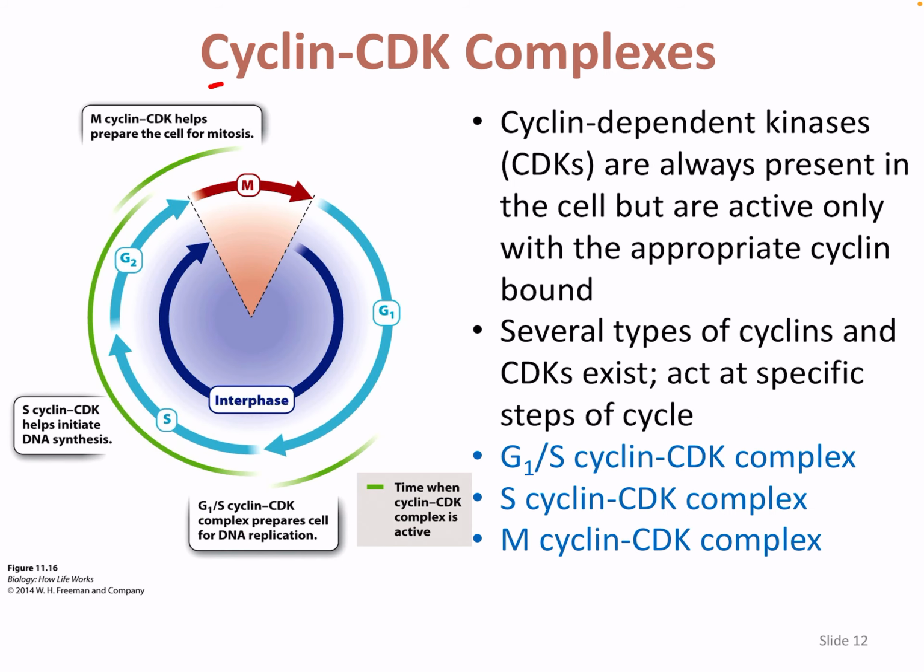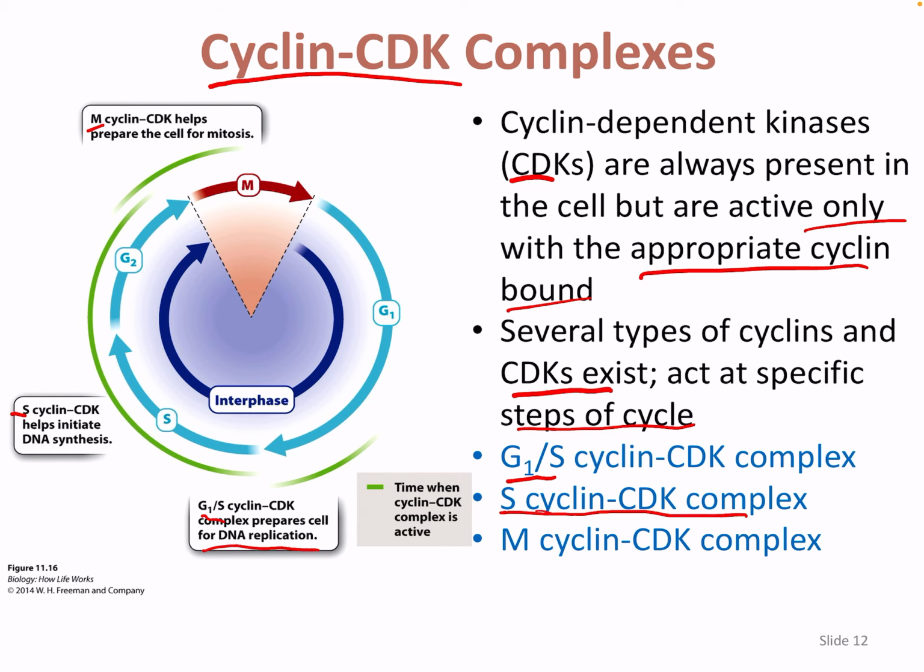Now a little bit more on the Cyclin-CDK complexes. Cyclin-dependent kinases, or CDKs, are always present in the cell, but are active only with the appropriate cyclin bound. There are specific ones that are needed. Here's an example of an M cyclin, an S cyclin, and a G1/S cyclin. There are several types of cyclins and CDKs that exist at specific steps of the cycle. The G1/S Cyclin-CDK complex prepares cells for DNA replication. The S Cyclin-CDK complex helps initiate DNA synthesis. And the M Cyclin-CDK complex helps prepare the cell for mitosis.